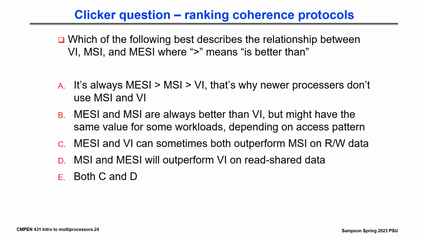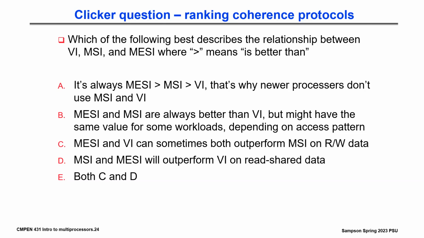MESI and MSI are actually a little more strictly ordered. There isn't actually a case to be made that MSI is going to have fewer transactions than MESI. It may have the same. So the only argument between those two is one of complexity. But what this will ultimately mean is that depending on your program pattern, the relative benefits of these can be differently ordered. So both C and D are actually true.